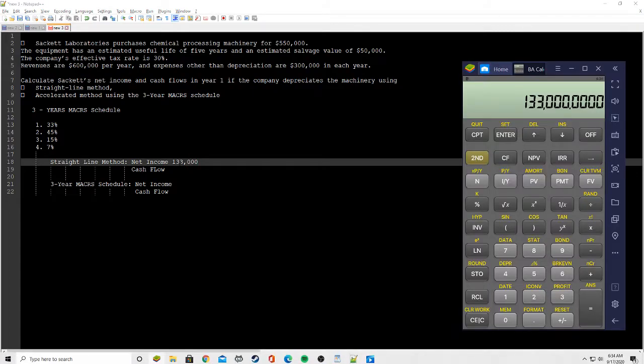All right. And now to figure out our cash flow for that year, we're going to add back the depreciation value. So we're going to recall 1 and add it to our net income, and we get $243,000 is the cash flow for that year.